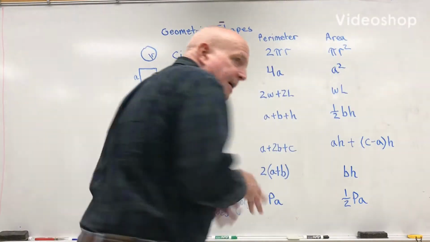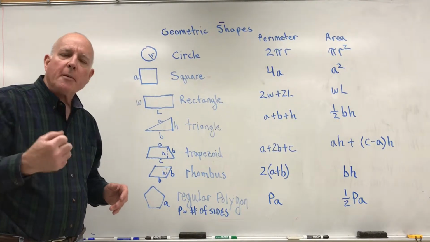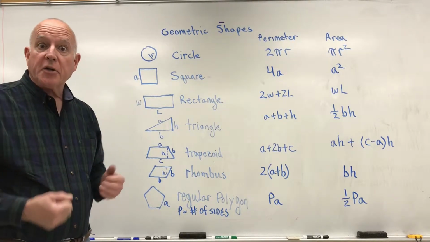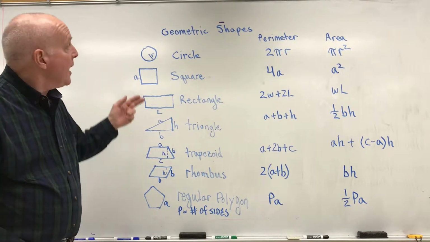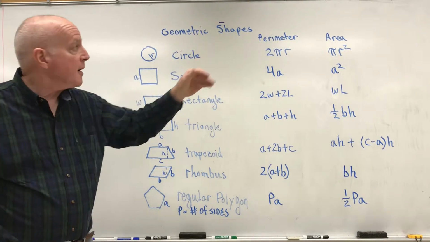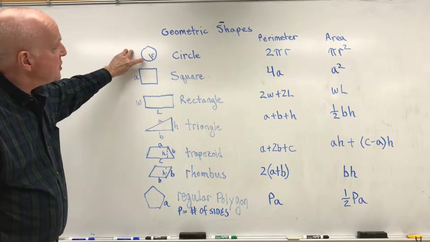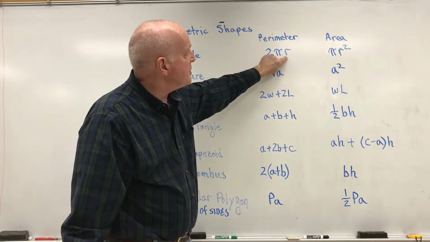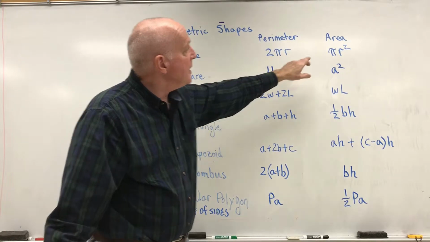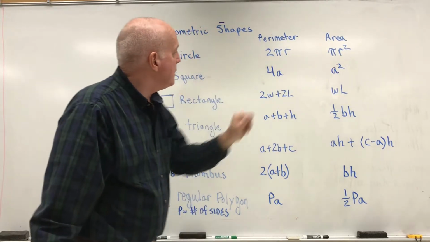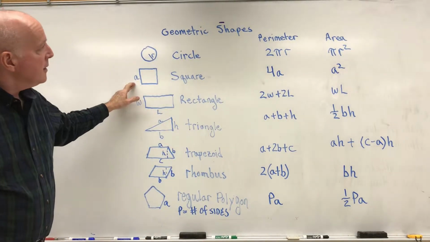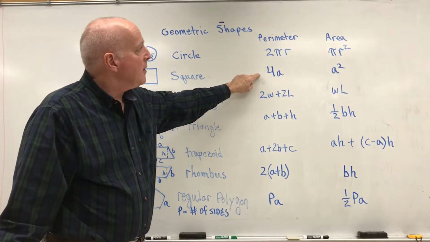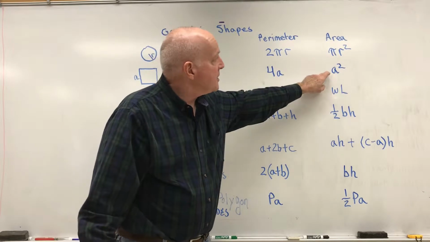Okay, on the CAASSP test, there are several geometry questions. And just to refresh on the geometric shapes and how we calculate perimeter and area. For a circle with radius r, the perimeter is 2 times pi times r, the radius. The area is pi r squared. For a square, the perimeter is 4 times the one side length a, and the area is a squared.